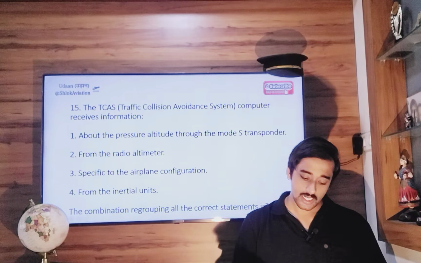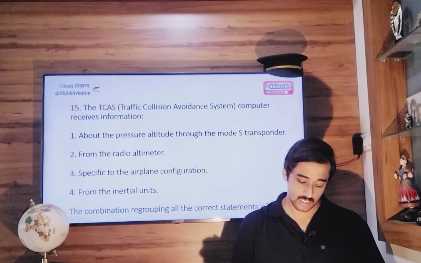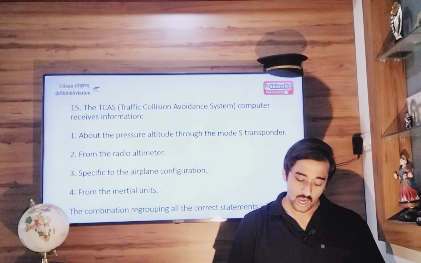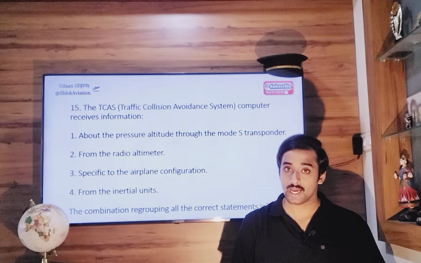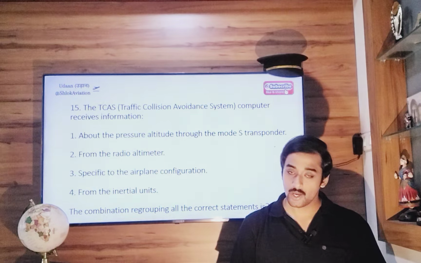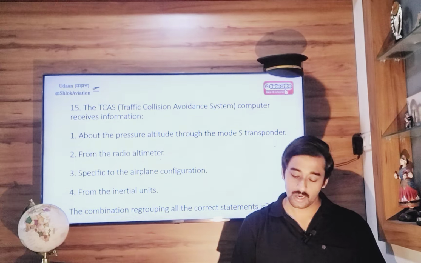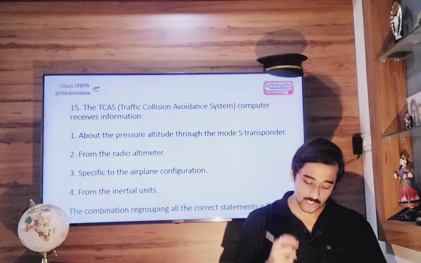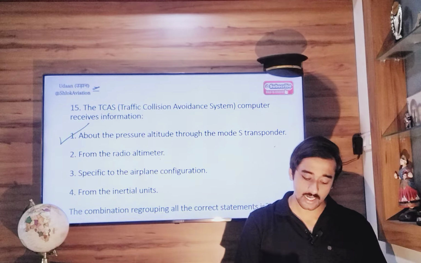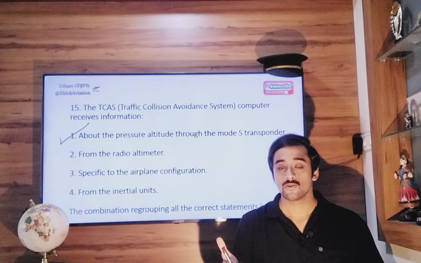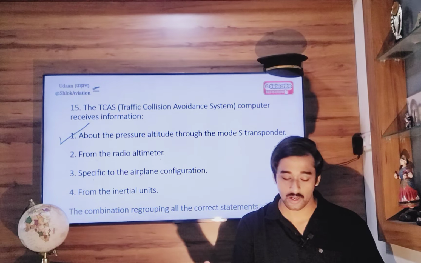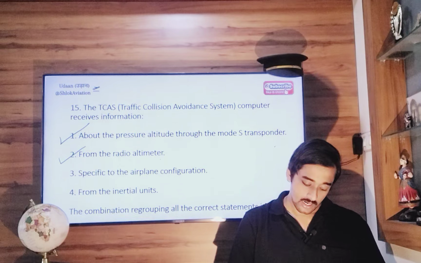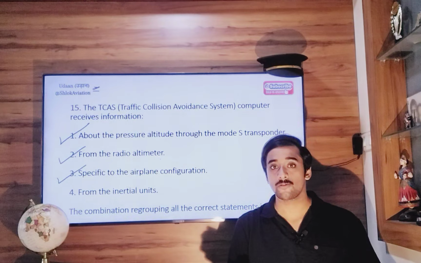Next, the TCAS computer receives information about the pressure altitude through the mode S transponder, from the radio altimeter, specific to airplane configuration, from the inertial units. So all the options are right. TCAS equipment gets its inputs from pressure altitude, which is mode C capability of your transponder. It gets its inputs from the radio altimeter. Okay. It also registers the configuration of your aircraft.